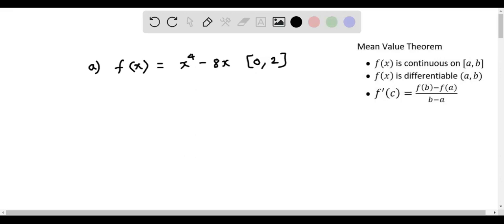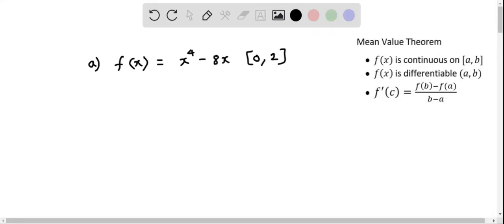We will now verify whether the mean value theorem can be applied to the function f of x equals x to the power 4 minus 8x, defined on the closed interval 0, 2. According to the mean value theorem, f of x must be continuous on the closed interval a, b, and f of x must be differentiable on the open interval a, b.